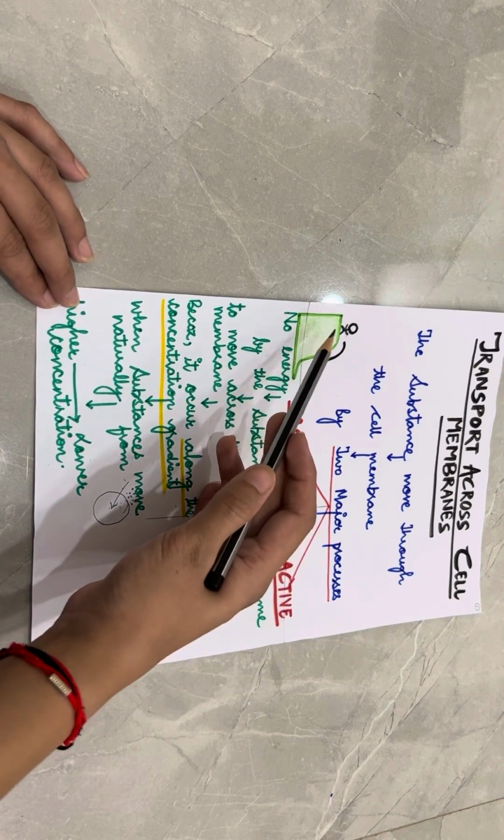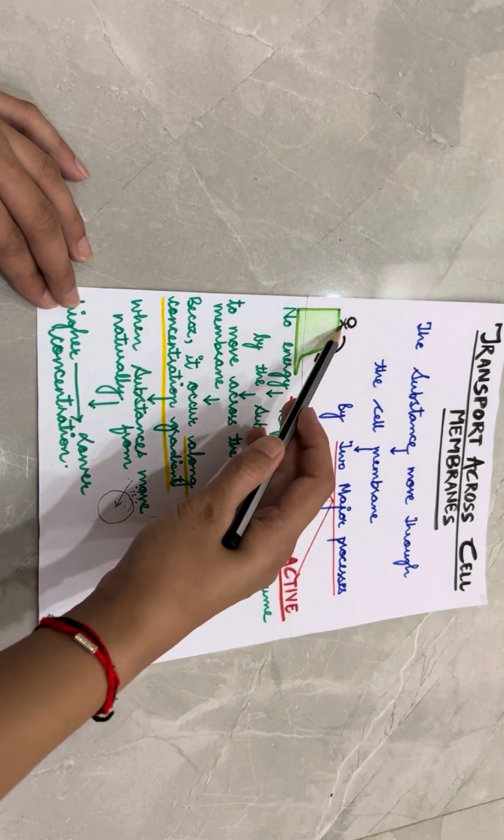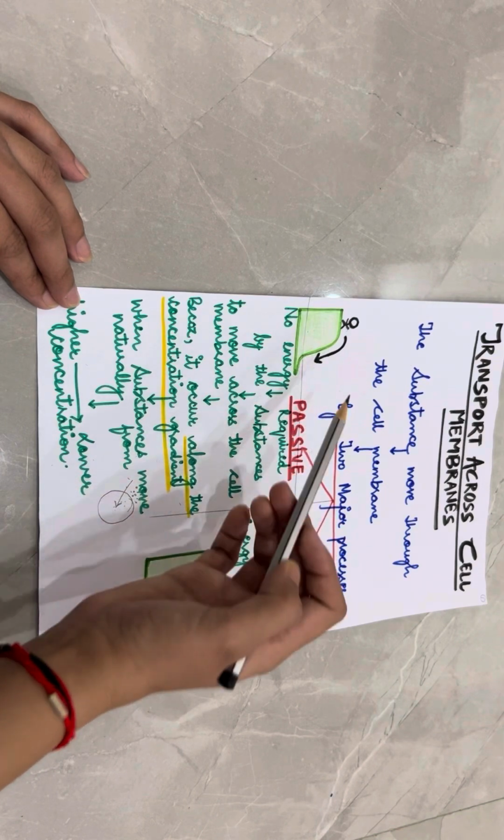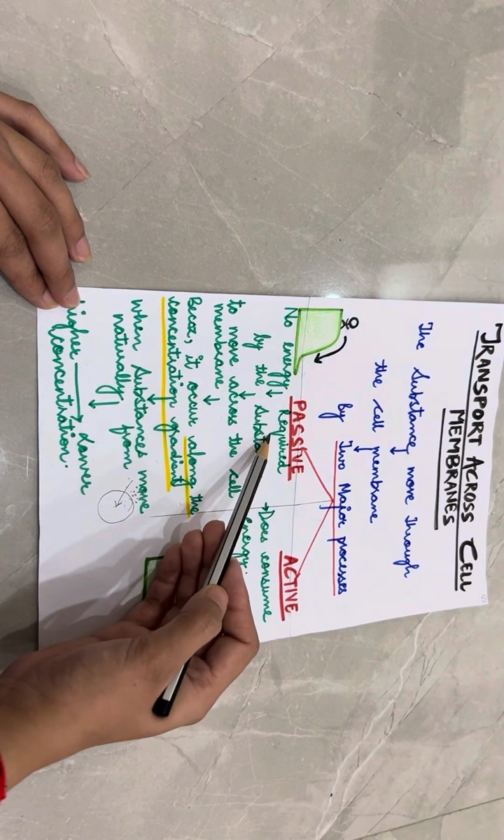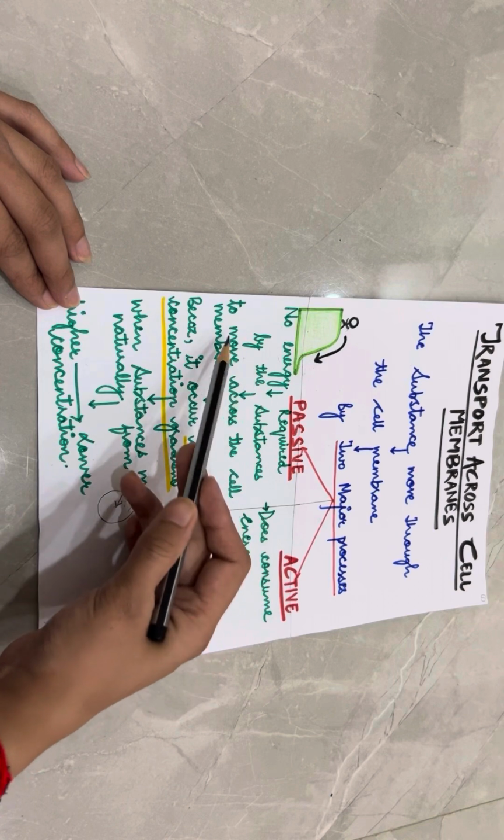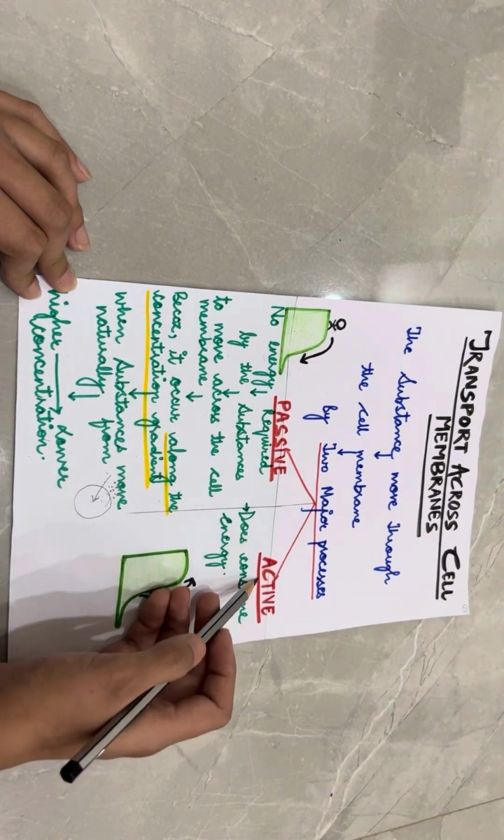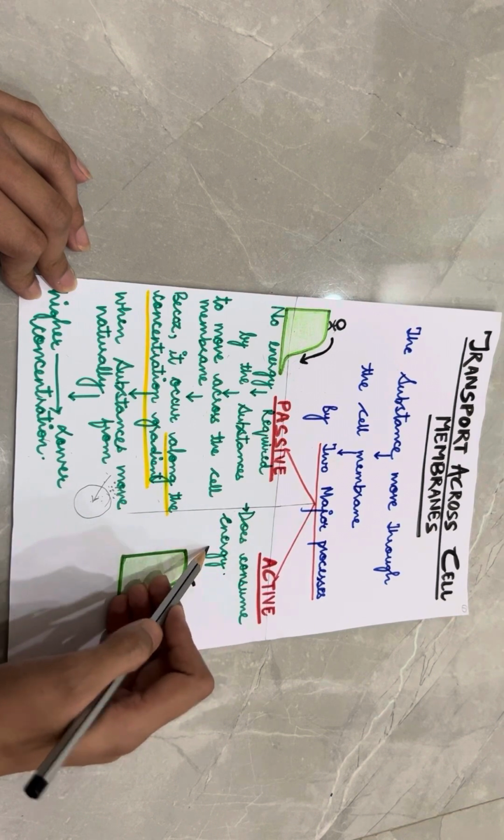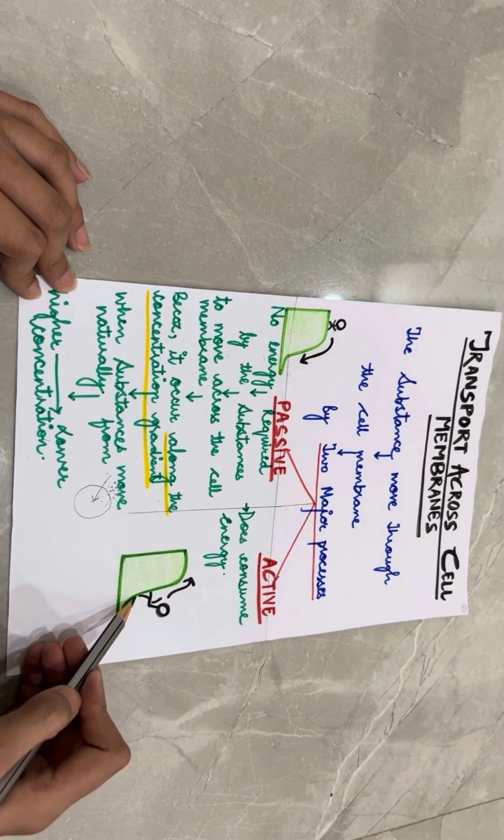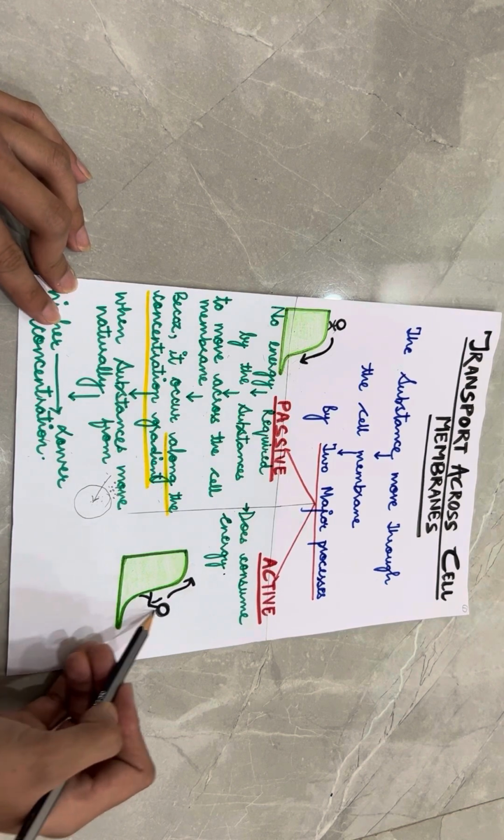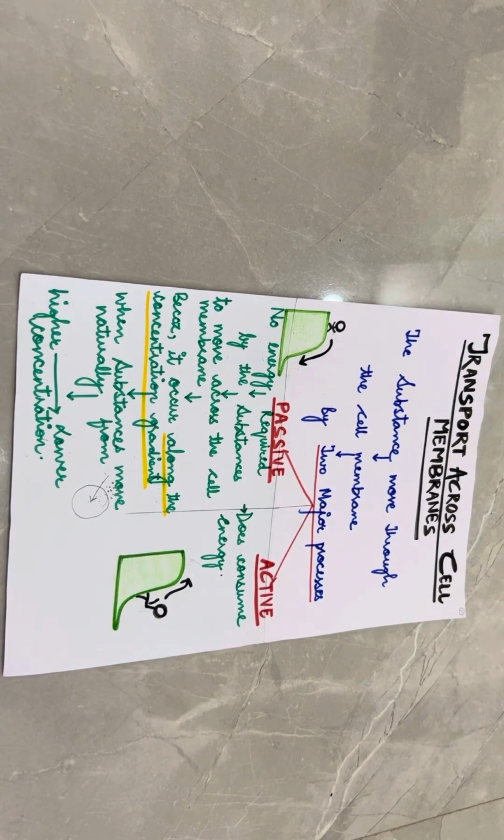For example, as you can see over here, this person needs to travel from the upper hill towards its downhill. So no energy is required by the substance to move across the cell membrane. On the other hand, in active, it does consume energy because as you can see over here, this person needs to travel from the downhill towards its uphill. Now we will study.